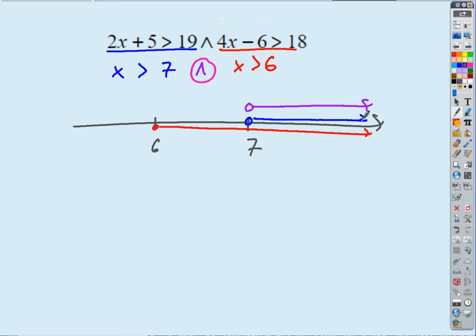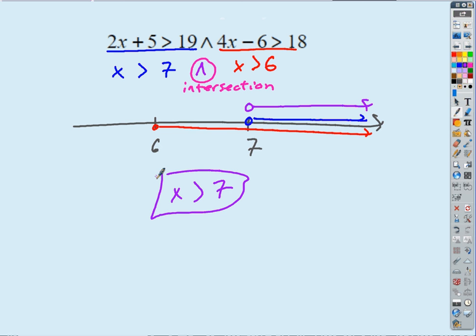When we talk about an AND statement, we're talking about an intersection. Right? That make sense? So when is x greater than 7 and greater than 6? Only when it's greater than 7. So that would be the correct answer. So all this stuff would combine into just x is greater than 7.